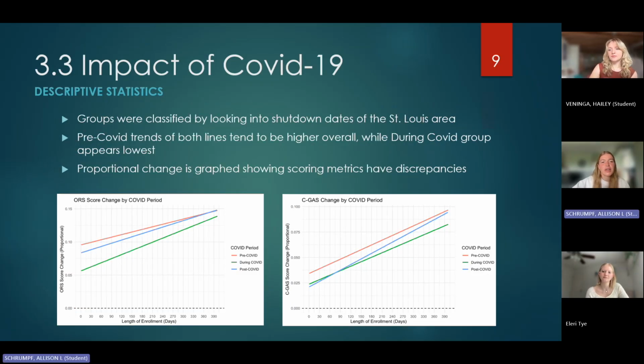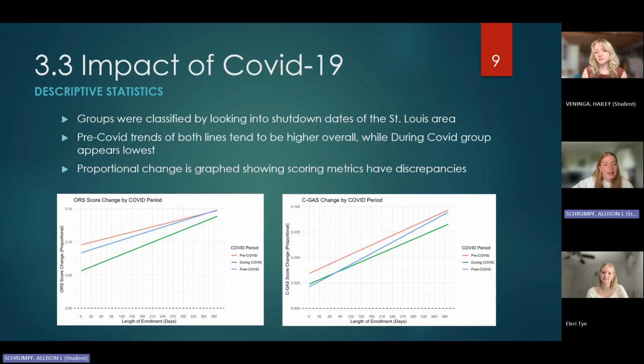Okay, so going into the impact of COVID-19, first we classified our three groups as pre-COVID, during COVID, and post-COVID, with that during COVID group being defined as a session 1 date on or after March 13th of 2020, all the way until December 31st of 2021. We found these dates by looking at our area data and when those shutdown dates were most prevalent in our area.